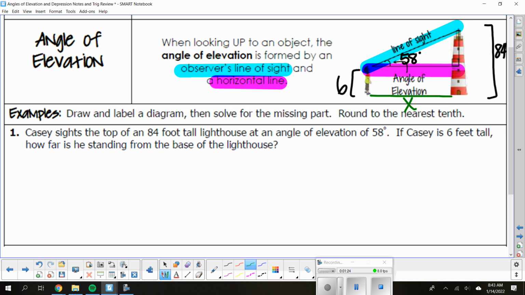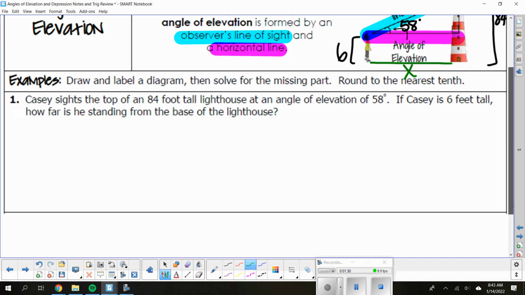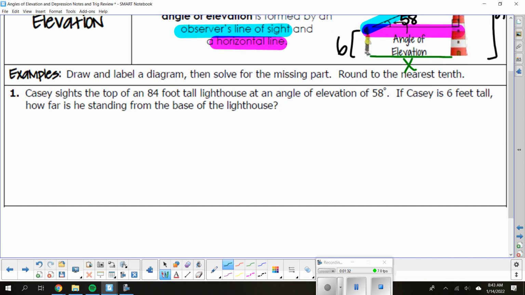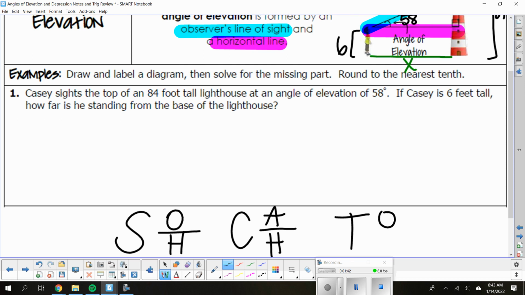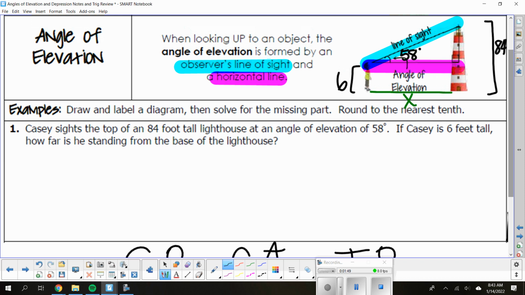Okay, well, we are not using Pythagorean anymore, right? We now know what trig is. So you need to write down what SOHCAHTOA stands for. We've got sine, which is opposite over hypotenuse, cosine, which is adjacent over hypotenuse, and tangent, which is opposite over adjacent.